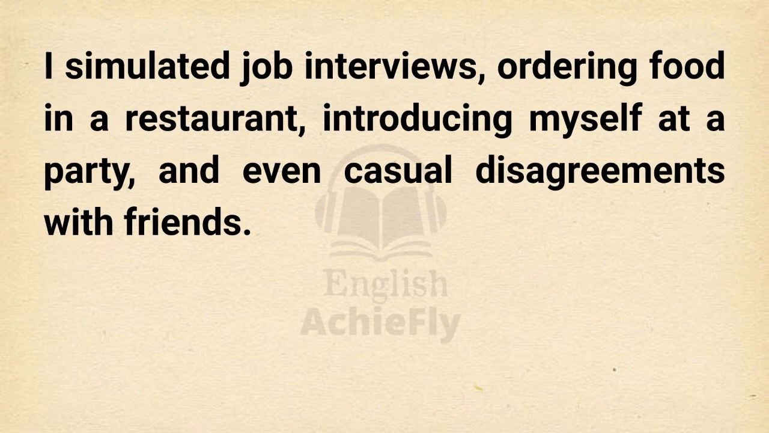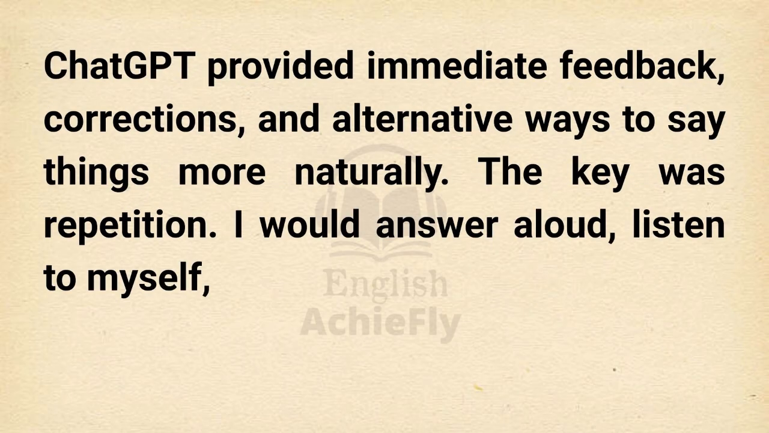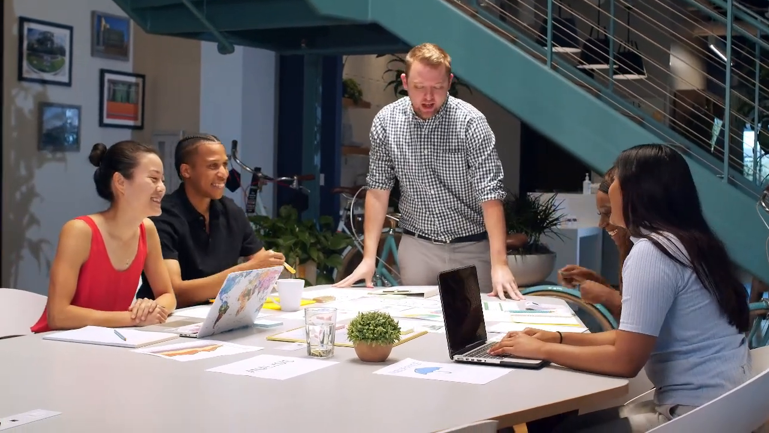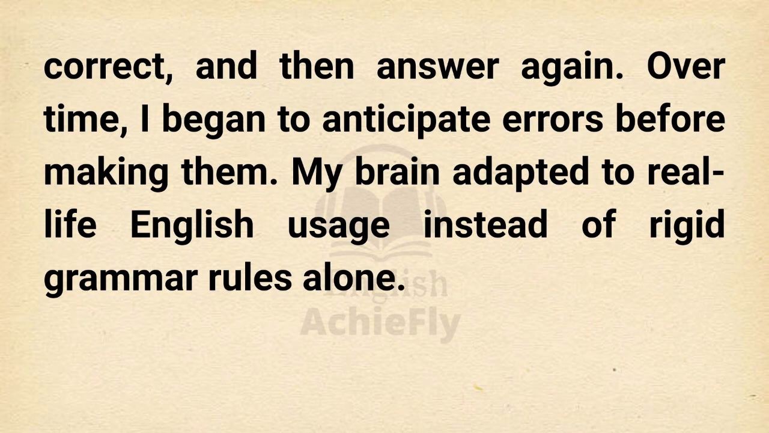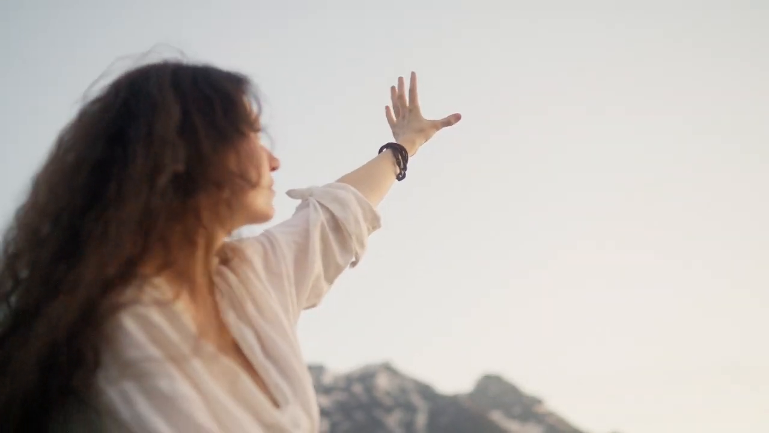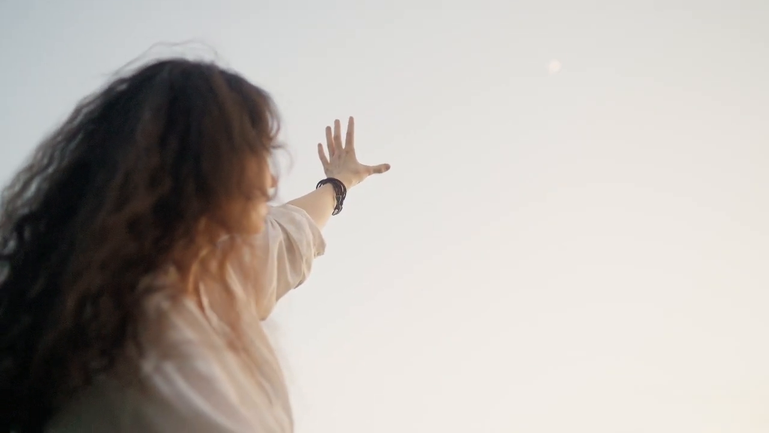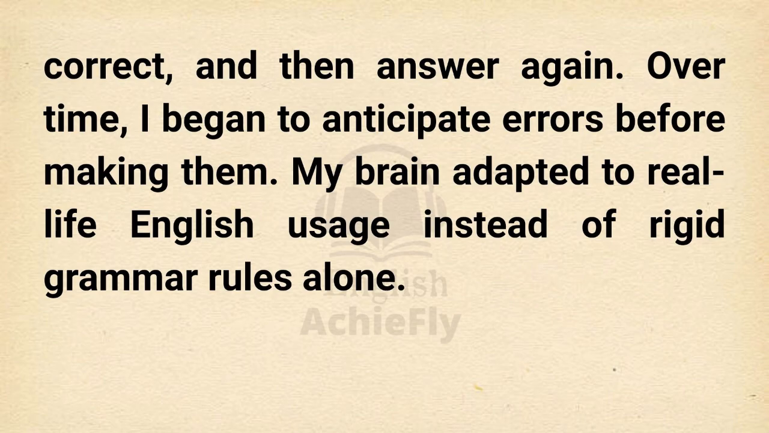I simulated job interviews, ordering food in a restaurant, introducing myself at a party, and even casual disagreements with friends. ChatGPT provided immediate feedback, corrections, and alternative ways to say things more naturally. The key was repetition. I would answer aloud, listen to myself, correct, and then answer again. Over time, I began to anticipate errors before making them. My brain adapted to real-life English usage instead of rigid grammar rules alone.